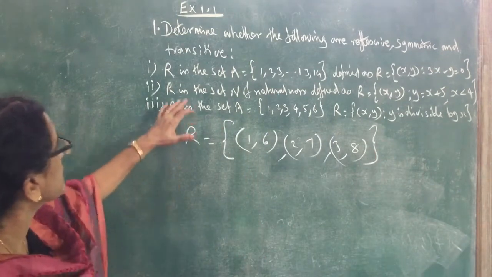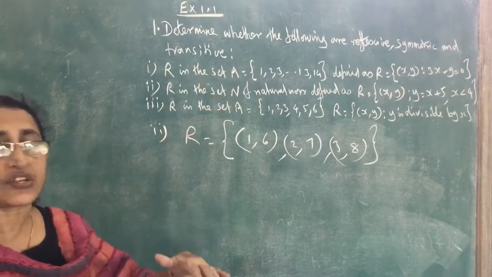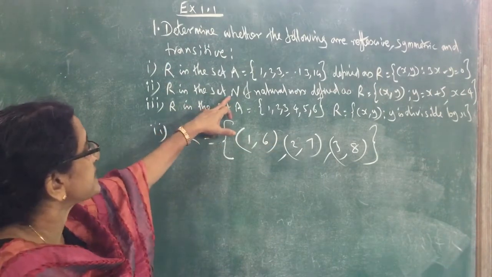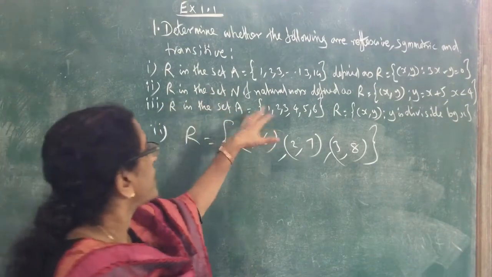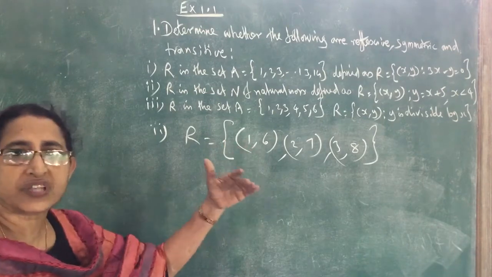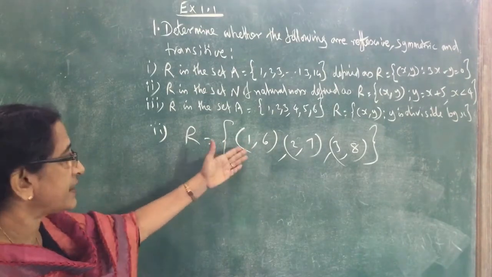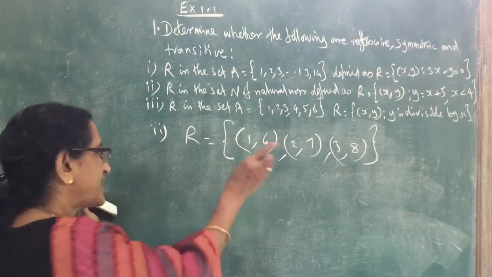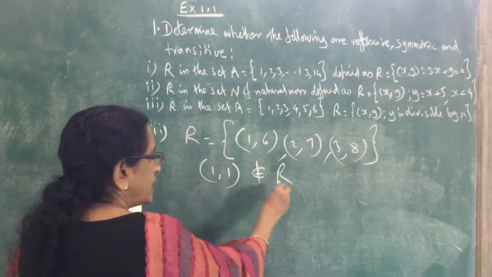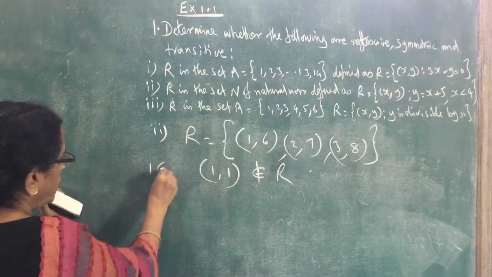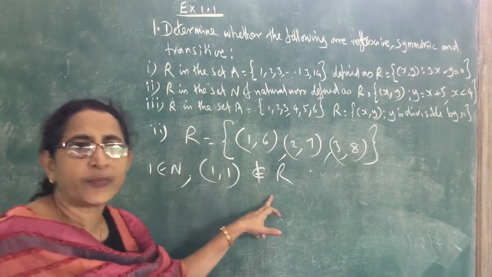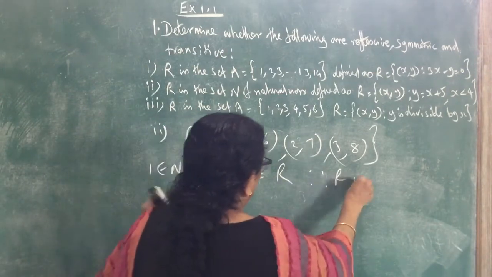Now we have to see whether it is reflexive, symmetric, transitive. For the relation to be reflexive, since it is defined in the set of natural numbers, for every element in the set of natural numbers, (1, 1), (2, 2), (3, 3) and all those elements should be there in the relation. But here nothing is there. So we can show only one example. (1, 1) is not an element of the relation. But 1 belongs to N, the set of natural numbers, and (1, 1) does not belong to R. Therefore, R is not reflexive.